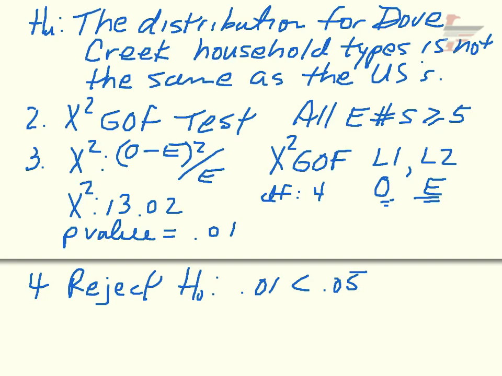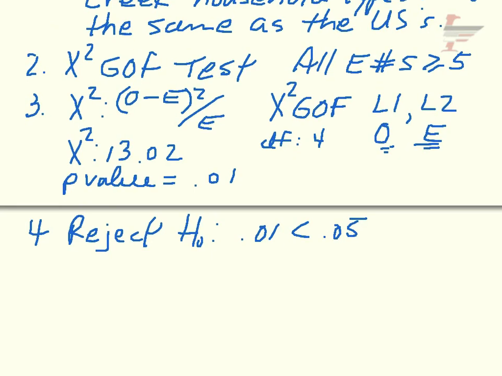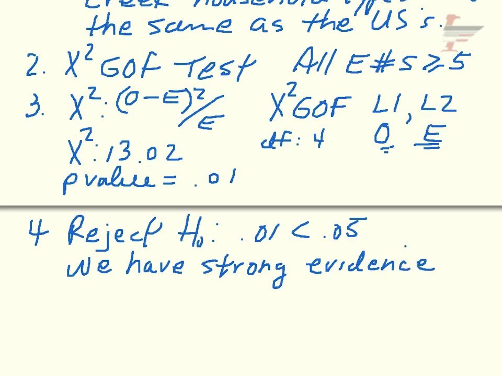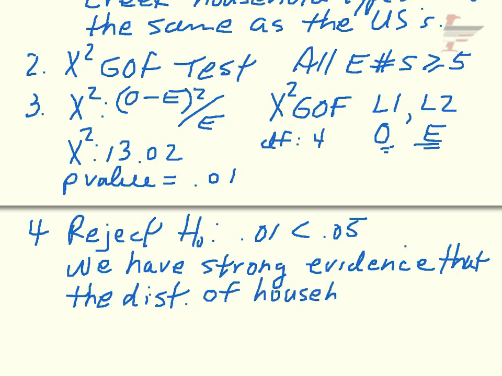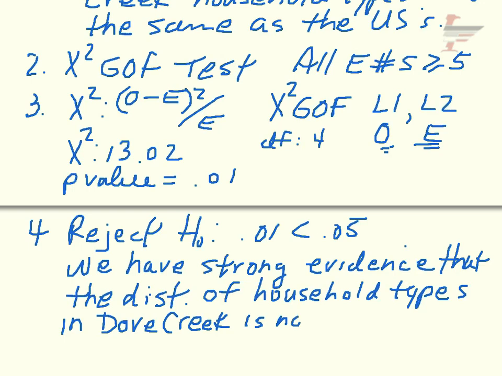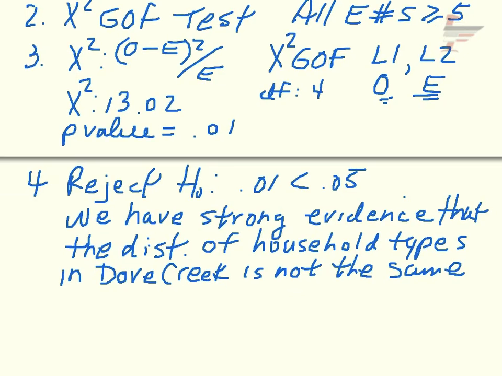That was our alpha, and we would have to say that we have strong evidence that the distribution of household types in Dove Creek is not the same as the U.S. distribution.